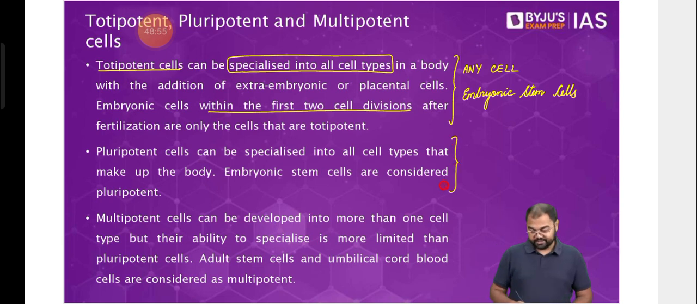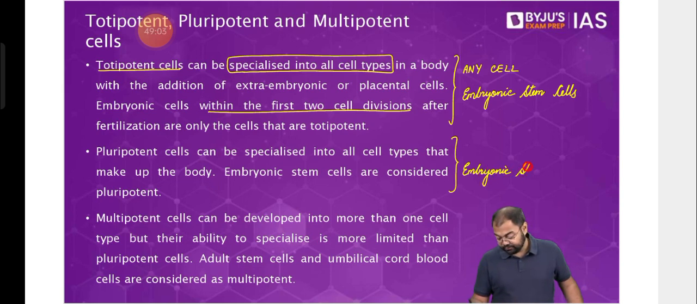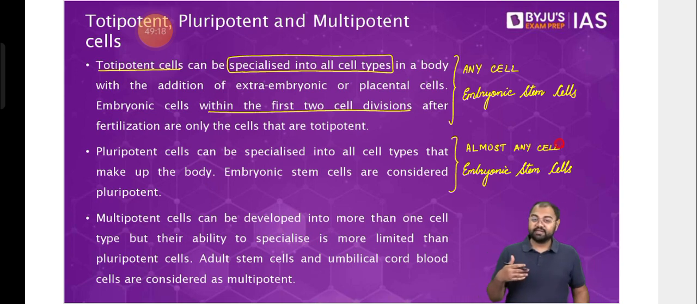Similarly, we have pluripotent cells. In case of pluripotent cells, even these are embryonic in nature, but the difference is that these are seen after the first two cycles of cell division. So they can specialize into almost any cell. Not all the cells, but almost every cell. That is why they are called pluripotent cells.